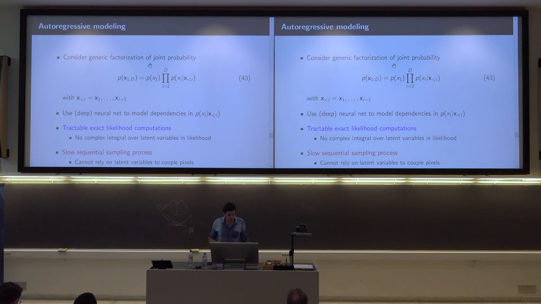What can be said about this is that at sample time, we're going to have a slow sampling process, because before you can sample the second variable, you need to sample the first, etc. If you're generating an image with many pixels, you're going to have to generate the pixels one by one. It's going to be slow. That's at sample time. At train time, it's not necessarily an issue.